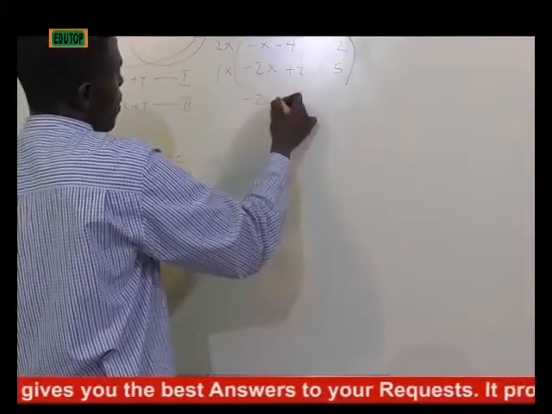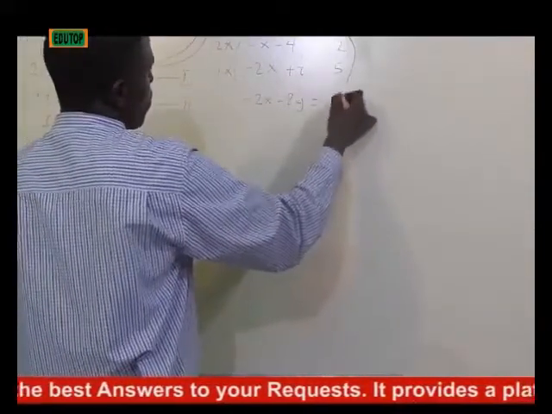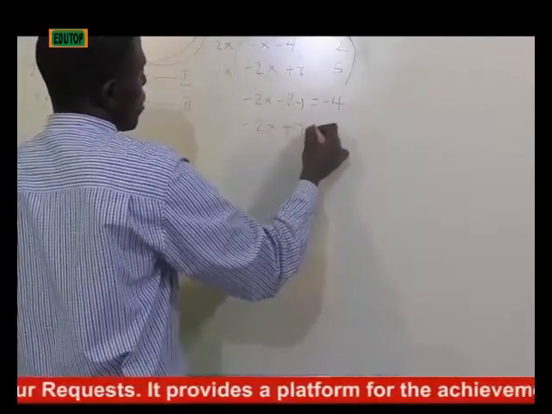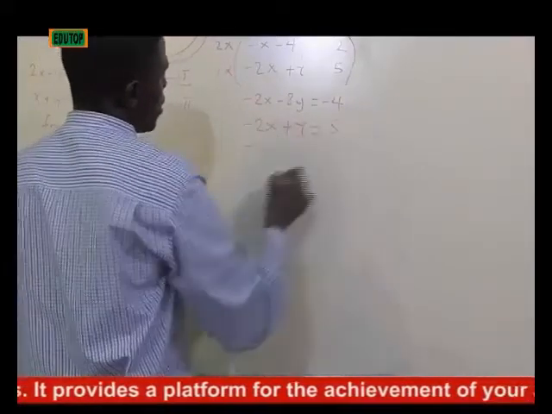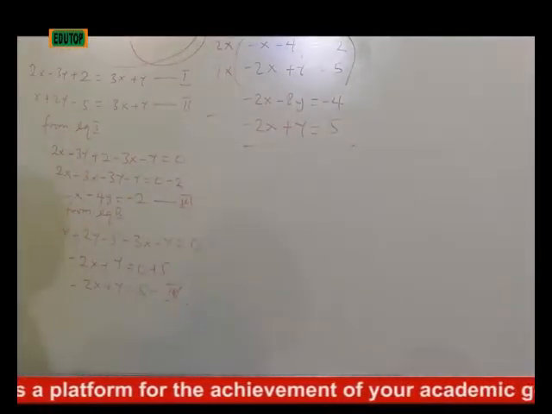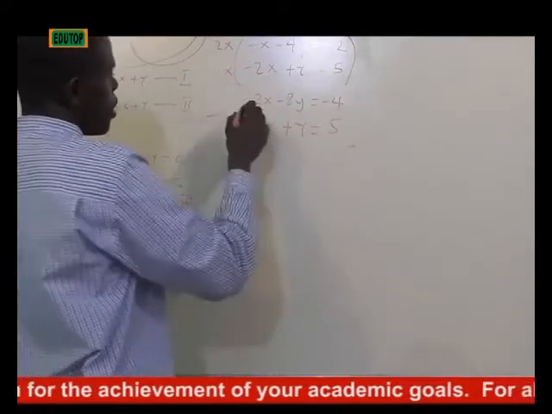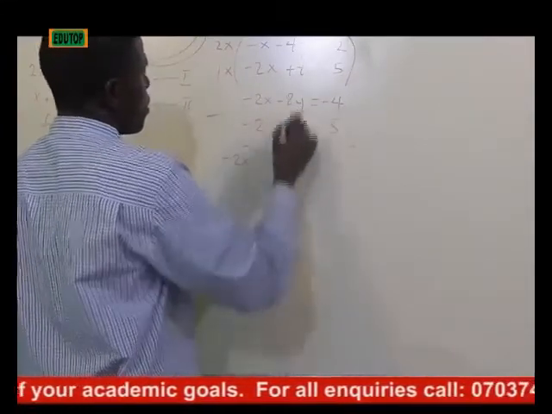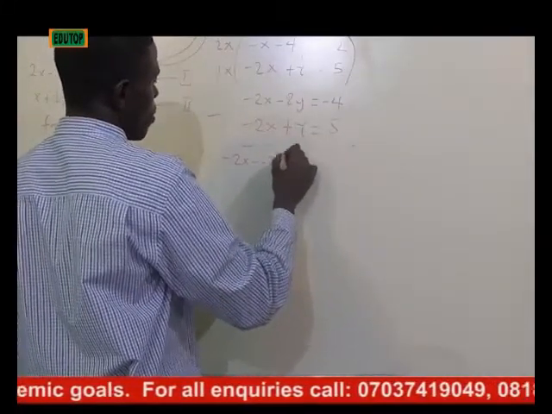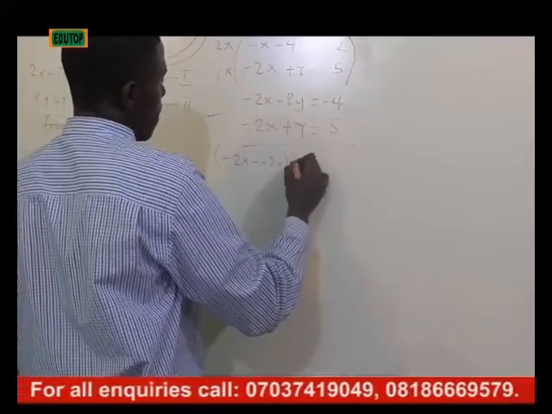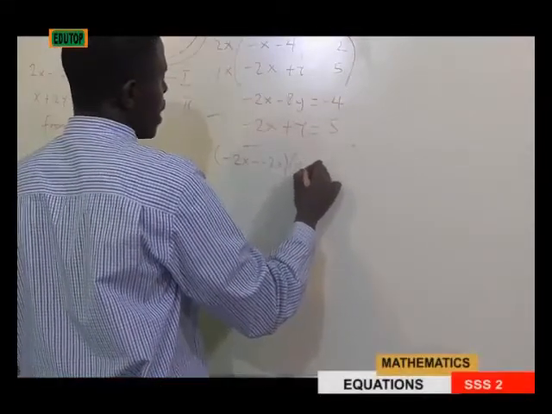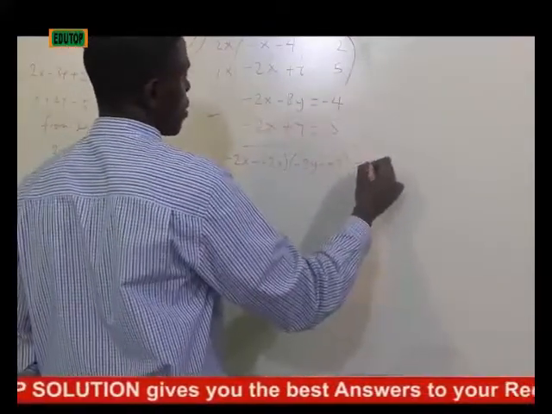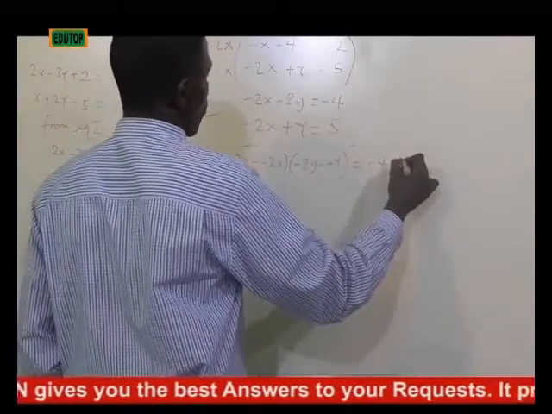become -2x - 8y = -4. This one becomes -2x + y = 5. Then, by subtracting the equations, -2x minus -2x, this one becomes -8y minus +y. Then this one becomes -4 minus 5.